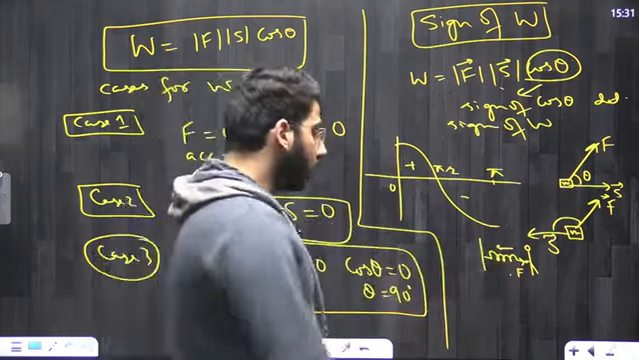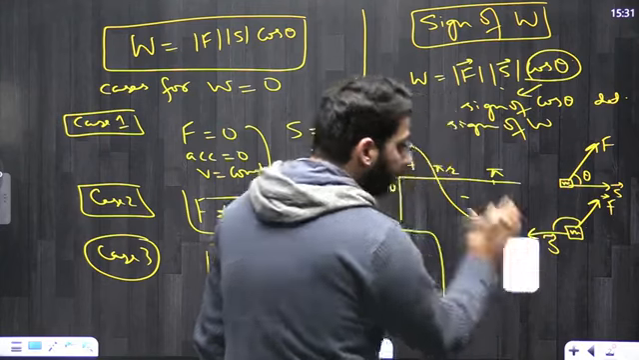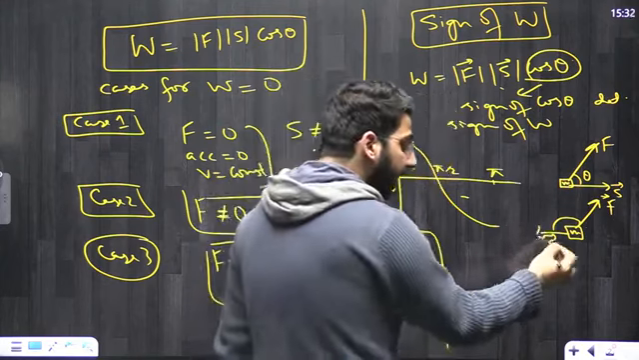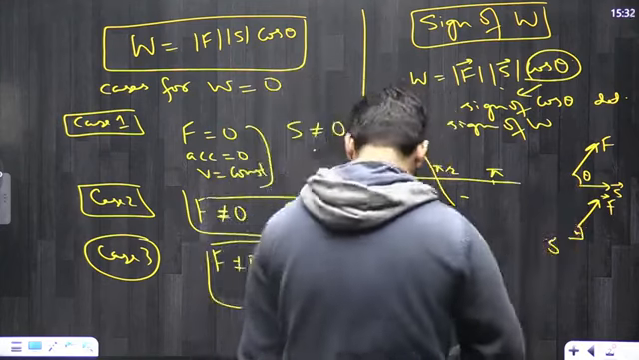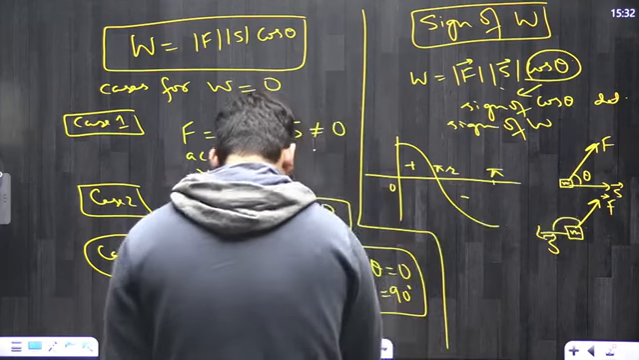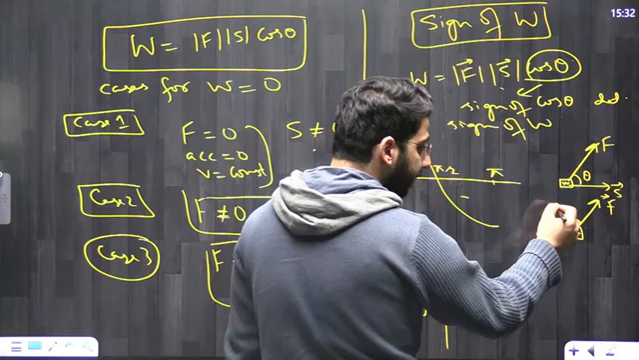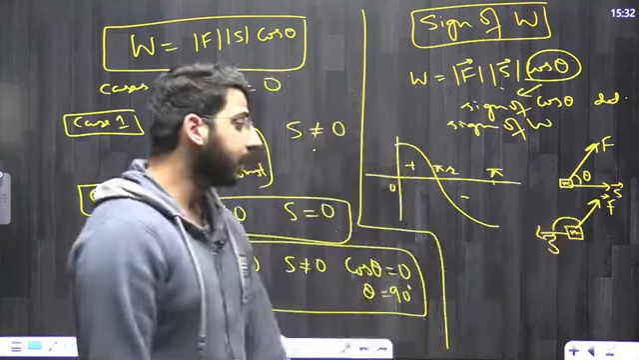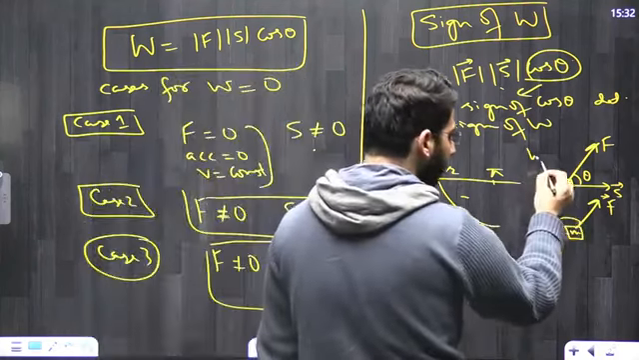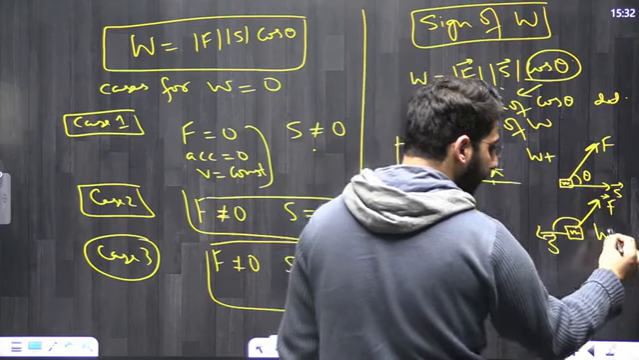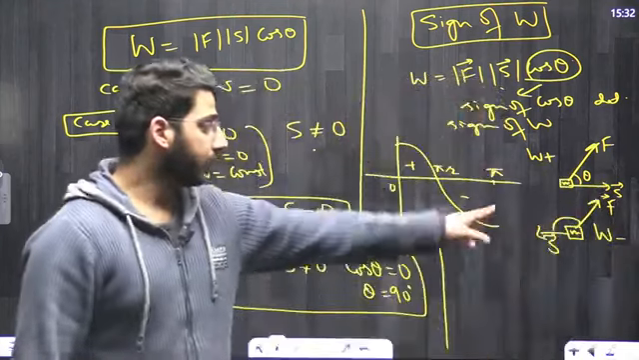Okay, so what I want to say is that if the angle between force and displacement is more than 90 degrees, that is, it's an obtuse angle, then work done will be negative. So here W is positive in this case, and here work done is negative in this case.